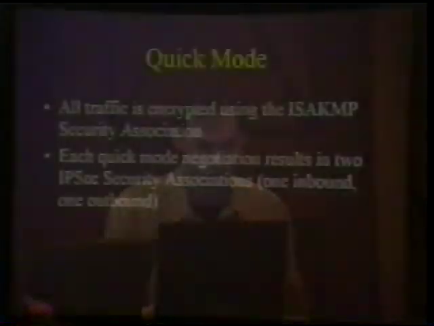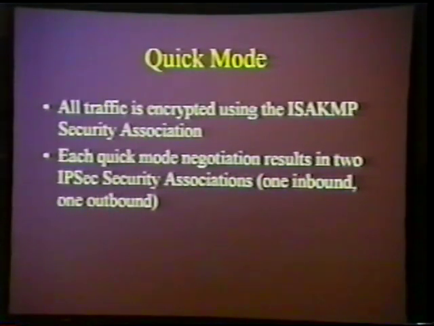Okay, quick mode. Quick mode is the second phase of the IKE negotiation. It's actually used to create the IPSec security associations. Each quick mode negotiation, because there's actually more than one exchange, will result in two IPSec SAs, one inbound and one outbound. So basically defining the IPSec connection, if you will.